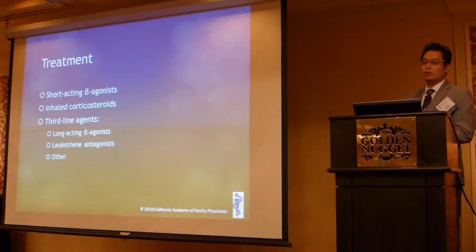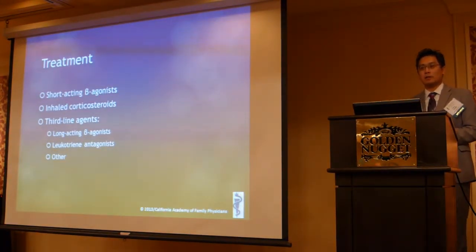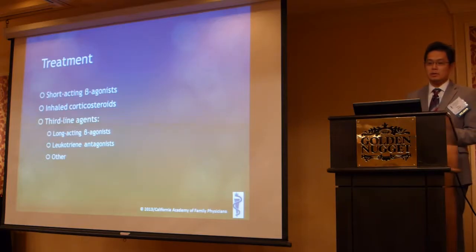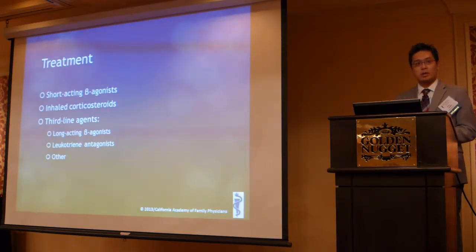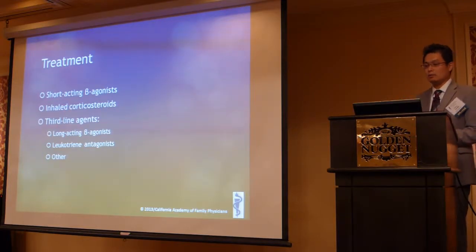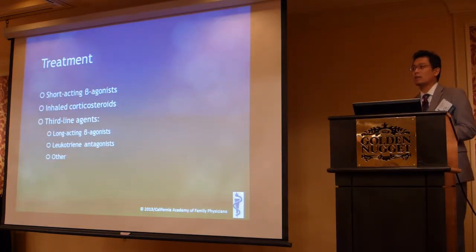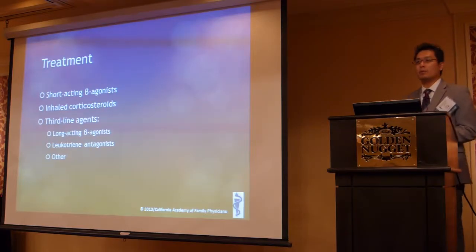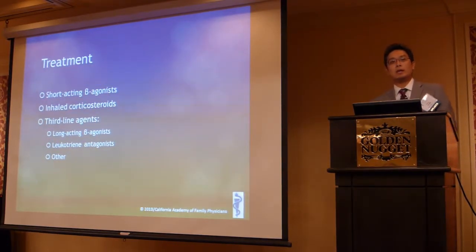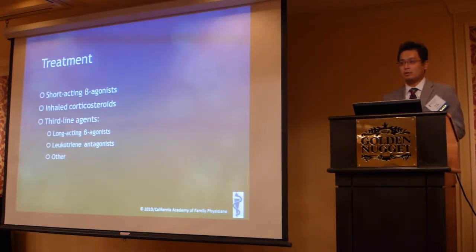And then treatment. In the treatment, short-acting beta agonists, albuterol being the most common one that we use, and inhaled corticosteroids, which we talked about, are the mainstay of treatment. And then there are some third-line agents: long-acting beta agonists, leukotriene antagonists, and other agents. We're not going to focus too much on those. I really want to hammer home the point that for asthmatics, inhaled corticosteroids are the mainstay of treatment.